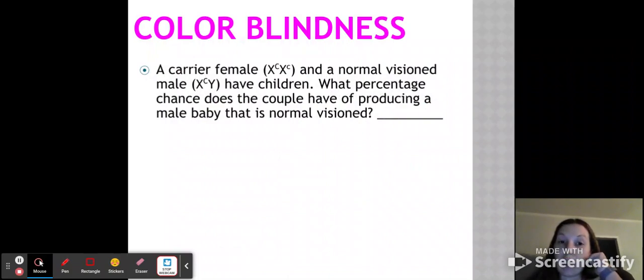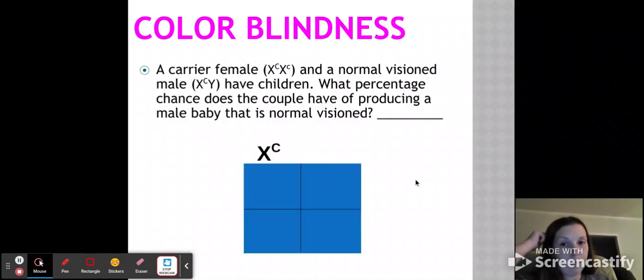So a carrier female and a normal vision male have children. What percentage chance does the couple have of producing a male baby who is normal visioned? So we have this here. I want you to pause the video and try this example. All right, guys, so this is the end of our video, and hopefully now you understand sex-linked inheritance.